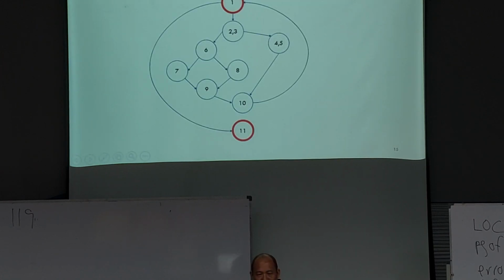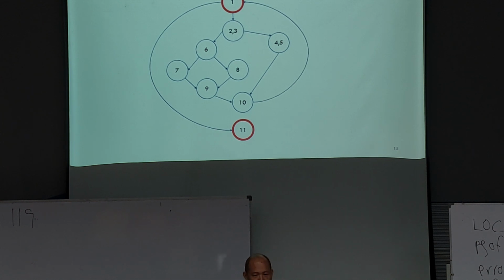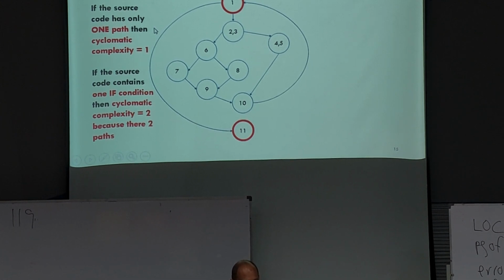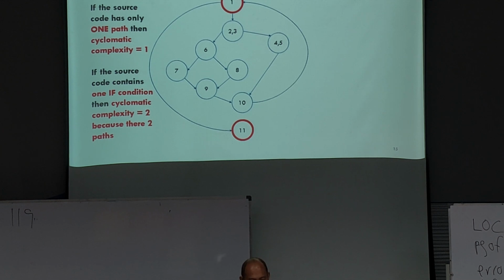Okay, so cyclomatic complexity. Cyclomatic complexity measures the complexity of a program by counting the number of independent paths through a program source code. If the source code has only one path, then cyclomatic complexity is 1. If the source code contains one if statement, then cyclomatic complexity is 2 because there are 2 paths.